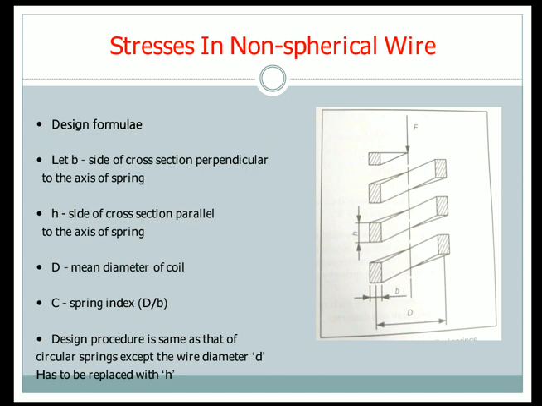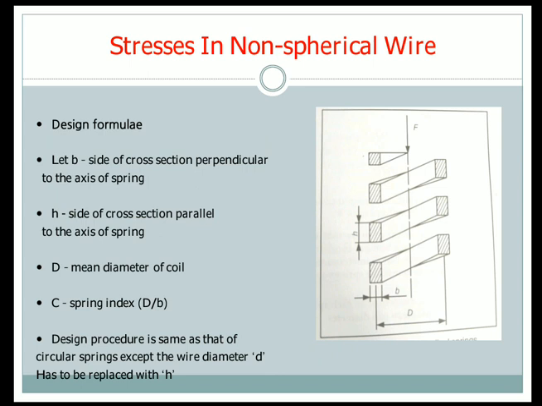And let D be the mean diameter of the coil. This is the same as for circular wire, where we took D as the mean diameter of the spring, not the wire. And let C be the spring index, given by D by b. In the case of circular wires, the spring index C was the ratio of D by small d, where small d was the diameter of the wire. Here C is the ratio of D by b.